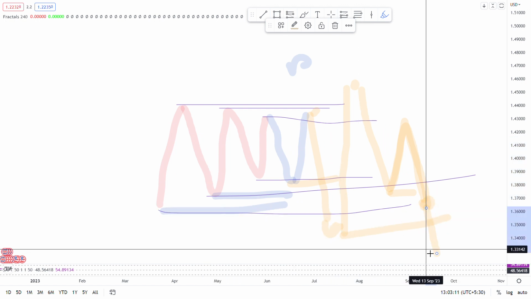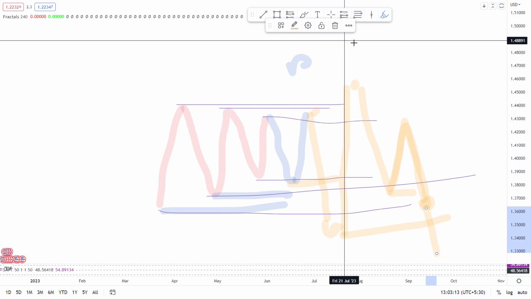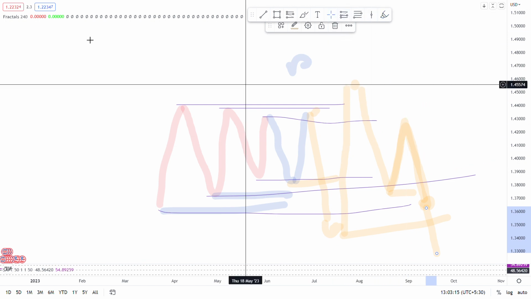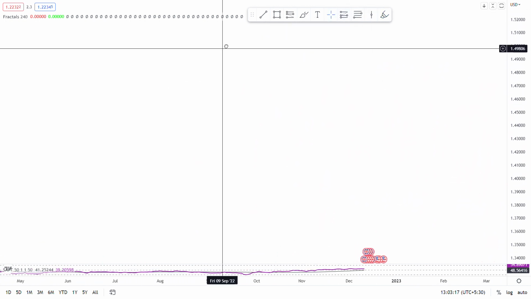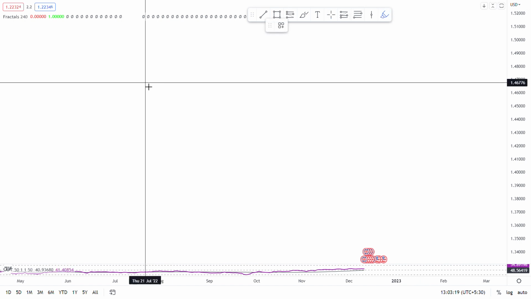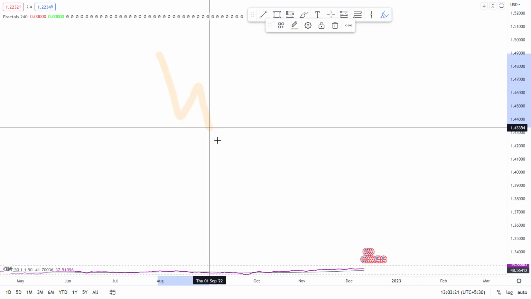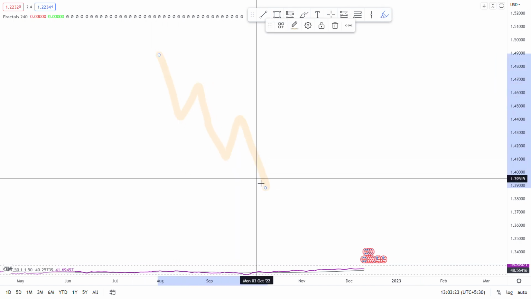Okay, this is how we trade ranges. And quickly I will show how to trade the downtrend. It is very similar to the uptrend. In the downtrend the market will go like this, right? Like this, like this, like this.